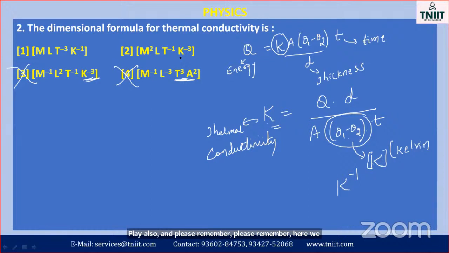K power minus 3. Is it possible, students? Not possible, no. Because thermal conductivity is inversely proportional to Kelvin, so K power minus 1 should be there. Here K power minus 3 is there, so this is also not possible. So definitely option A will be the right answer.